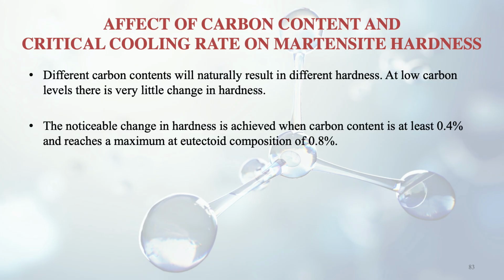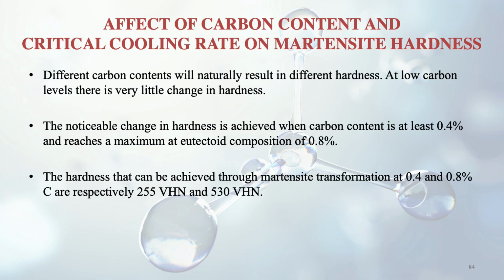The noticeable change in hardness is achieved when carbon content is at least 0.4%. So if it is about 0.4% carbon content, then we can see an increase in hardness. And this hardness reaches a maximum at the eutectoid composition of 0.8%. Again, at the eutectoid point, the martensite will be the hardest one, 0.8% carbon. The hardness that can be achieved through martensite transformation at 0.4 and 0.8% carbon are respectively 255 Vickers hardness number and 530 Vickers hardness number. So you can see the change from 0.4 to 0.8, it is a drastic change, how the hardness is increased.